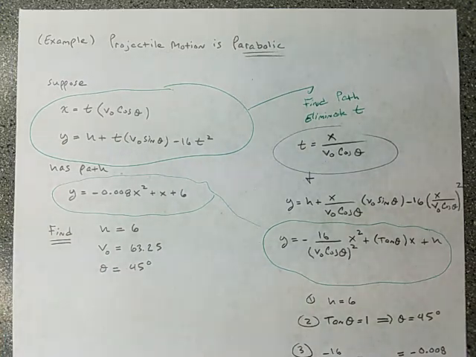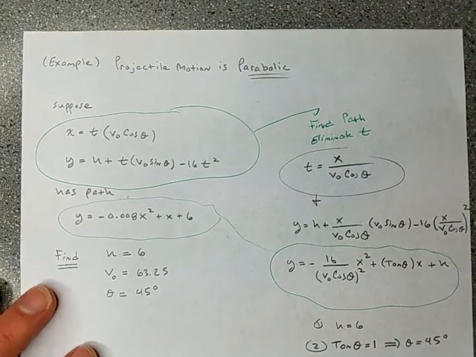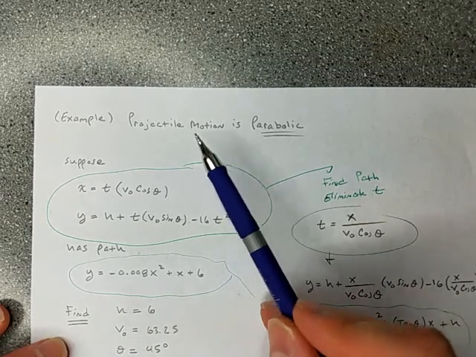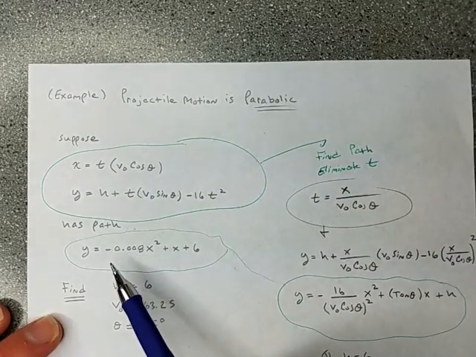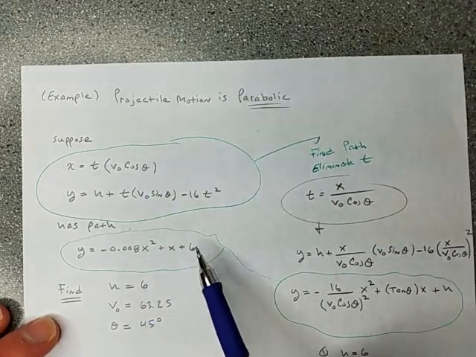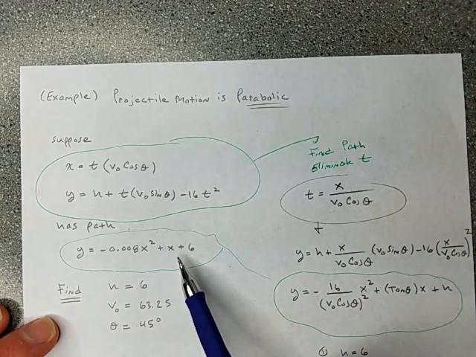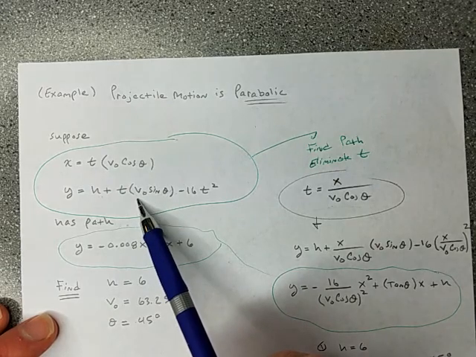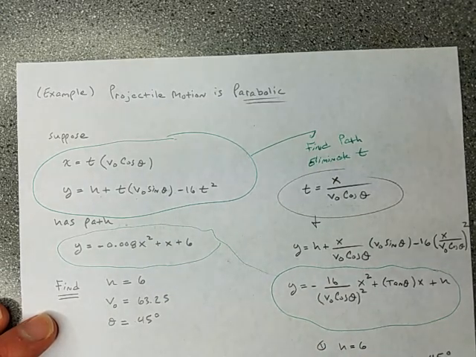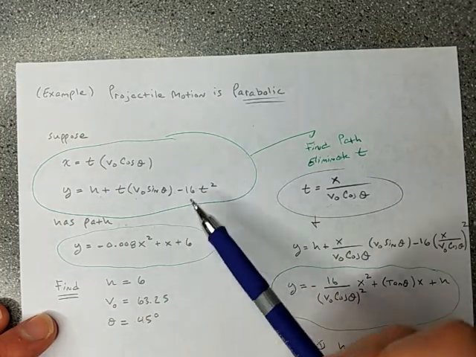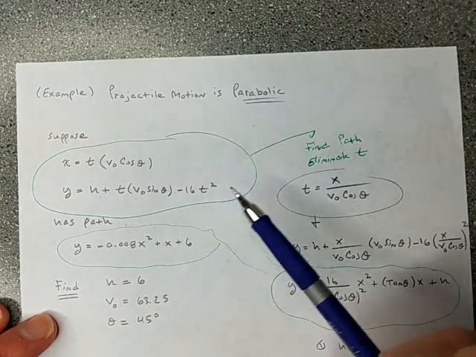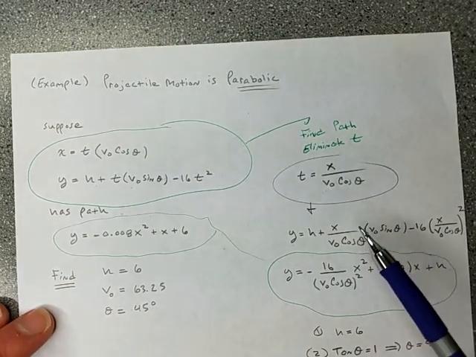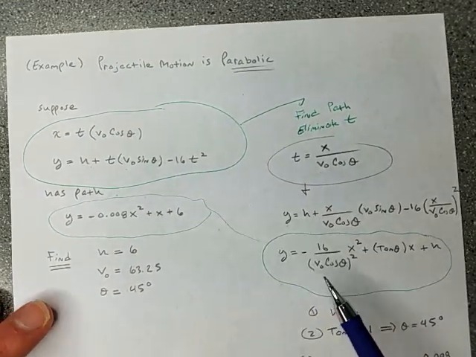So let's do a quick summary of this one before I let it go. There's our parametric equations for projectile motion. It happens that projectile motion is parabolic. Let's say that some particular projectile follows this parabolic path. Can you figure out what that initial height is, initial velocity, and launch angle? All right. Well, so first I got to have a way to link these together. So I found the path. I eliminated t out of that. I solve for t. I substitute in the other one. I get this.